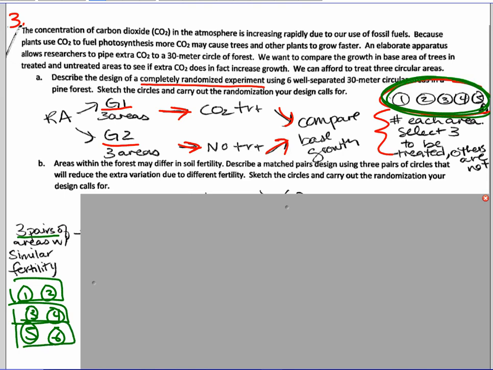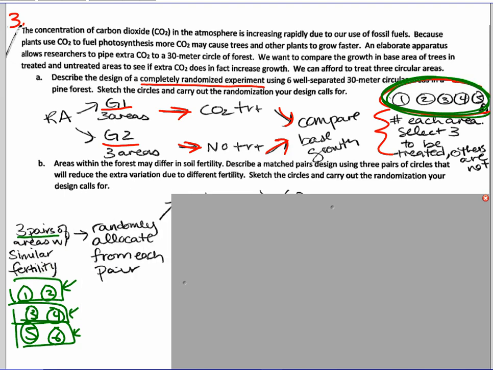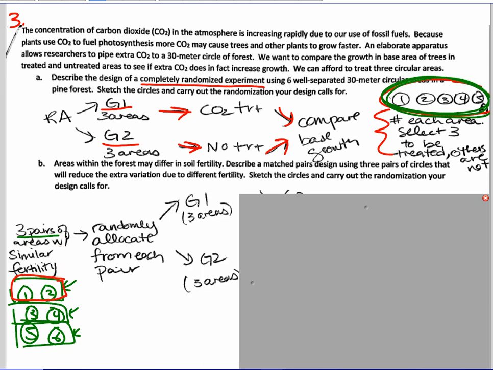The whole idea is that I want 1 from each pair to go into group 1, and the other from each pair to go into group 2. Okay? So what I'm going to do is I'm going to randomly allocate from each pair. So let's say if I'm in this first pair here, I'm going to randomly pick a number, either 1 or 2. Let's say I randomly pick number 1. So circle number 1 goes into group 1. Now that means that circle number 2 goes into group 2.